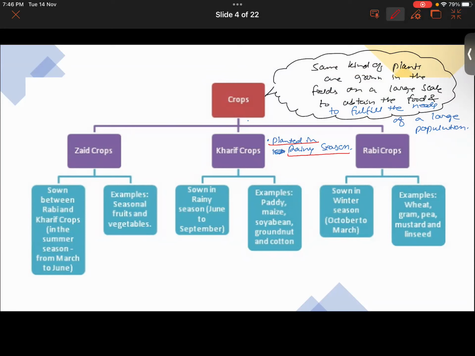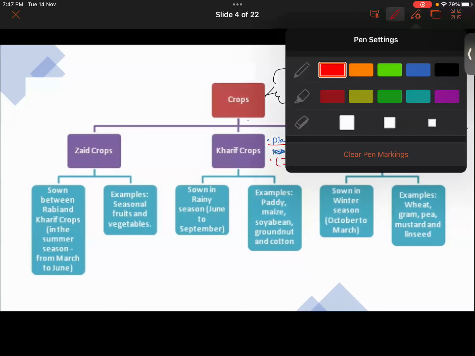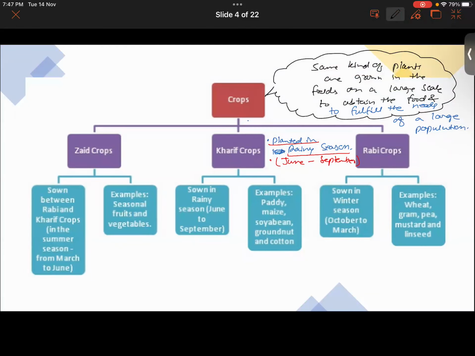Now, when is the rainy season in India? What is the time duration for the rainy season? Around June, July to September. So June to September, right? It will be planted in these months. So usually the sowing for the kharif crop will start in the month of June, July. In June, July, we start sowing the plants. Also, at this time the southwest monsoon occurs in India.